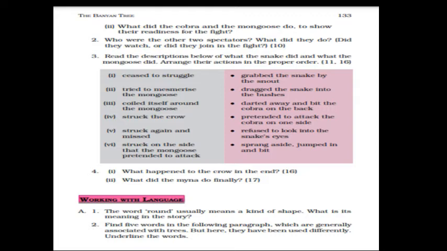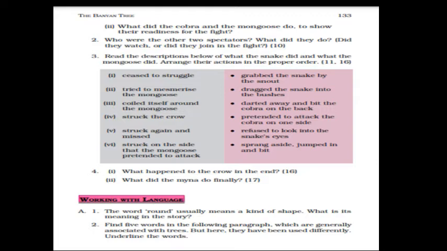What happened to the crow in the end? In the end, the crow became a victim of the snake bite and died. What did the myna do finally? Finally, the myna decided it's better not to interfere in their fight. And when the snake was killed, it hopped about and then flew away. Now here, working with the language: the word round usually means a kind of shape, correct? What is the meaning in the story? It means a stage in the fight, a stage where the fight is happening between the mongoose and the snake.